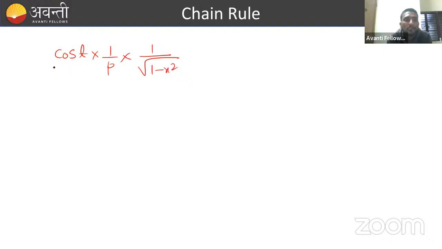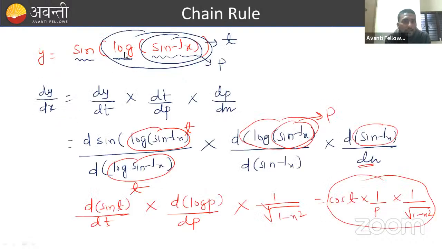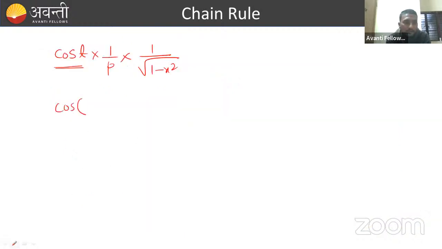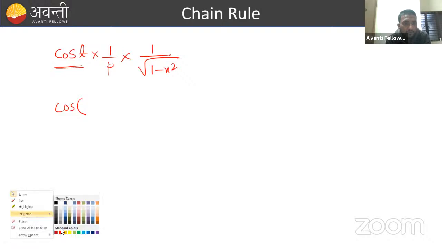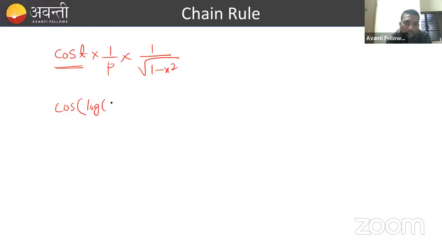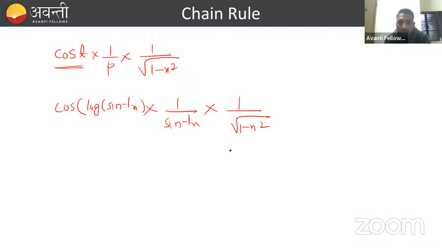In place of t, what is t? It is log of sine inverse x. So you can write cos of log of sine inverse x. And then what is p? It is sine inverse x, so 1 by sine inverse x. And then 1 by root under 1 minus x square.